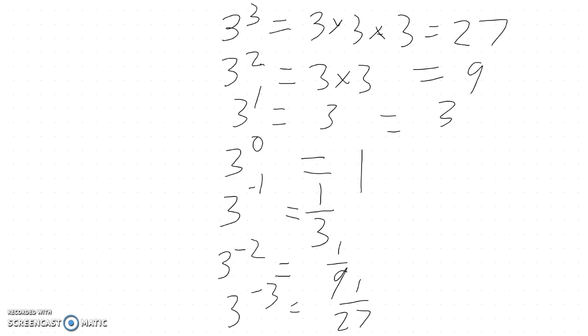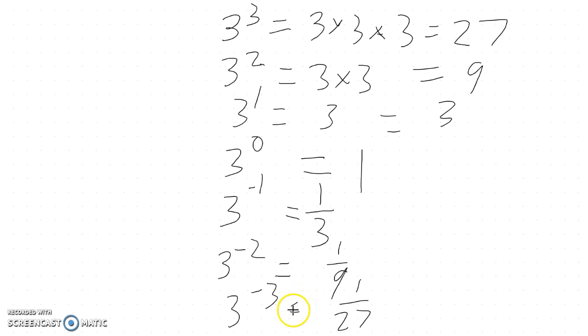Cool pattern for you guys to notice. 3 to the 3 is 27. 3 to the negative 3 is 1 over 27. 3 squared is 9. 3 to the negative 2 is 1/9. 3 to the 1 is 3, and 3 to the negative 1 is 1 over 3.